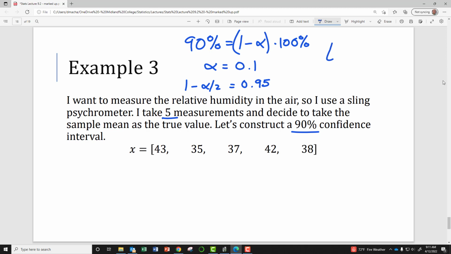Then to calculate my t subscript alpha over 2, that's just going to be my t-distribution quantile function evaluated at 0.95. And remember, my t-distribution wants to know what are my degrees of freedom. And my degrees of freedom are my sample size minus 1. So my degrees of freedom here is 4.